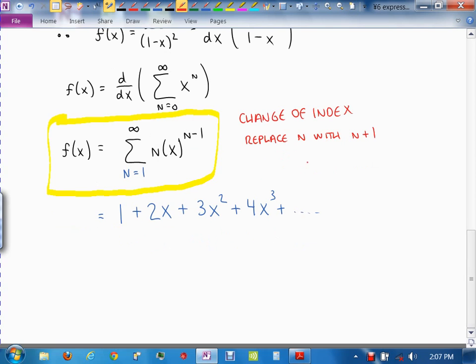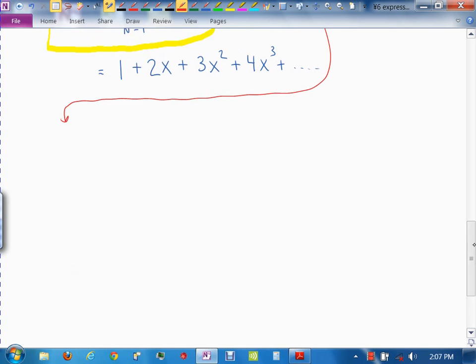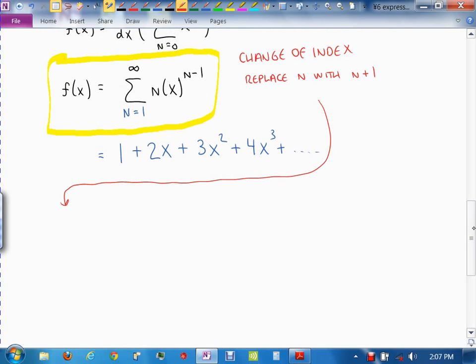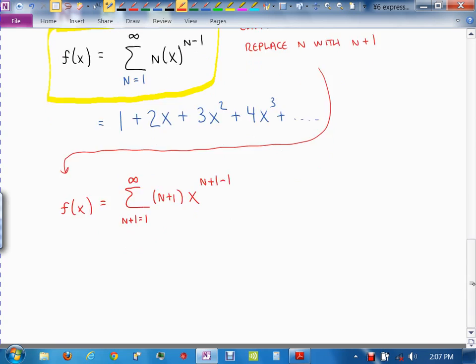All right, now what's going to happen if I do that? Everywhere I see an n, I'm going to replace it with n plus 1. So my function f of x equals the sum, not n equals 1, but I replace every n with n plus 1. So n plus 1 equals 1 to infinity of not n, but n plus 1 times x to the n plus 1 minus 1. Now let's see what effect that has.